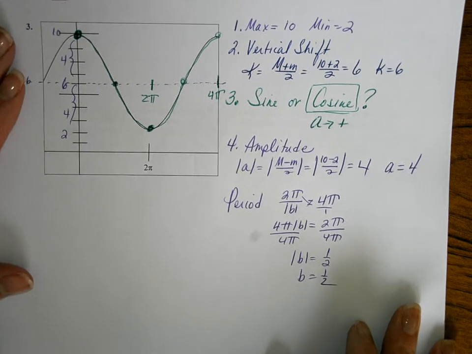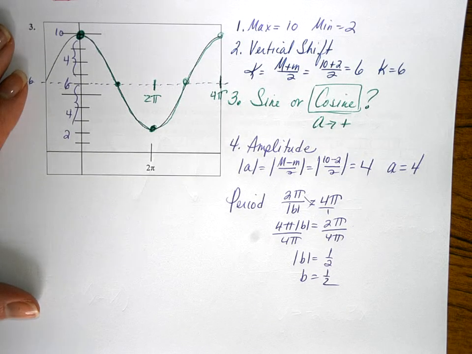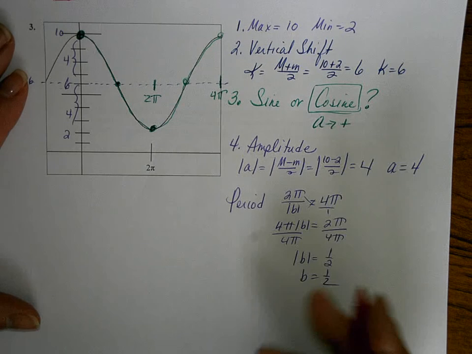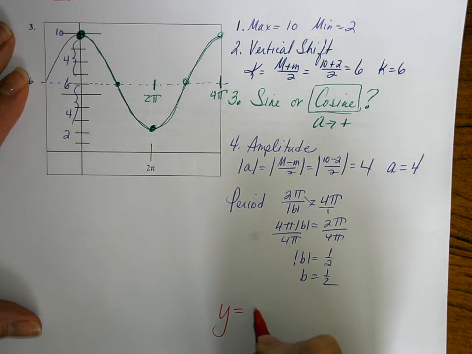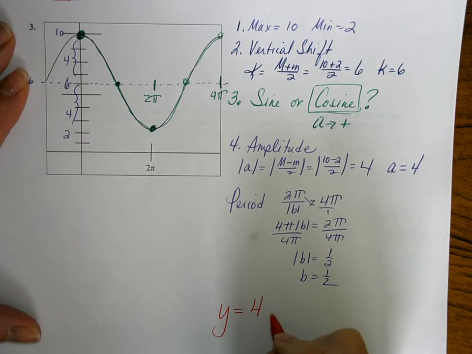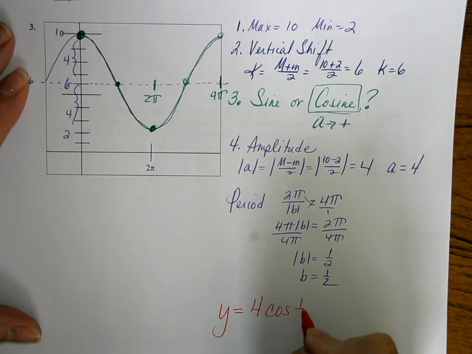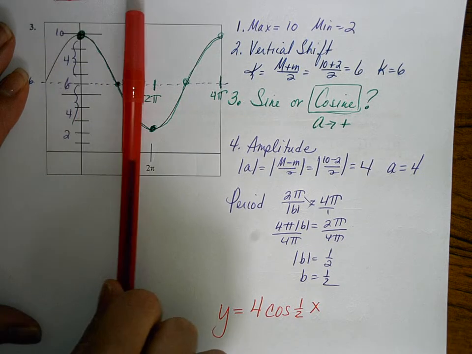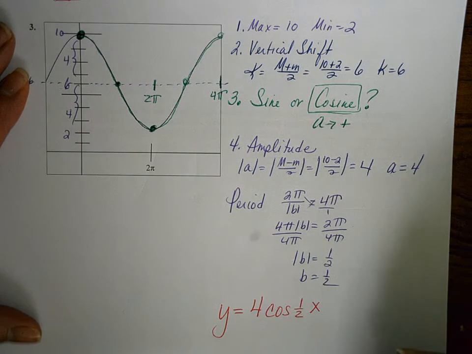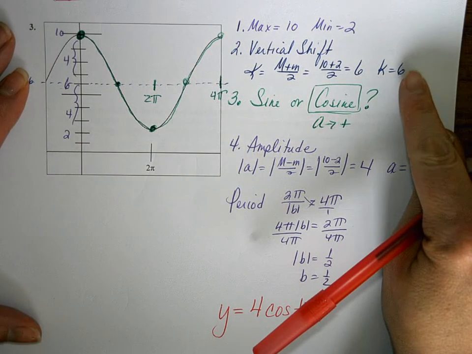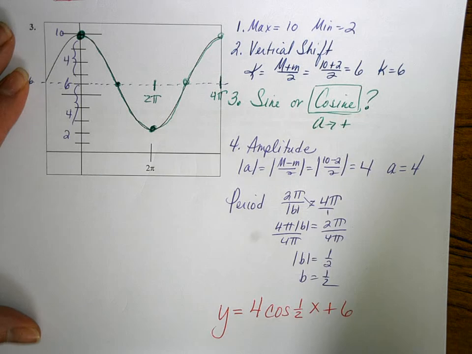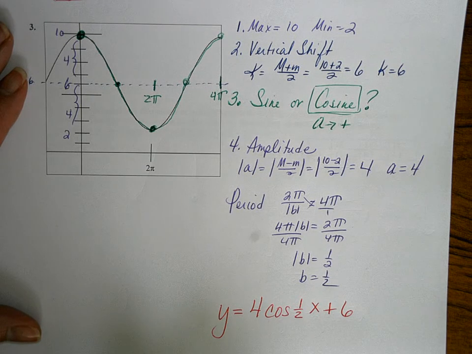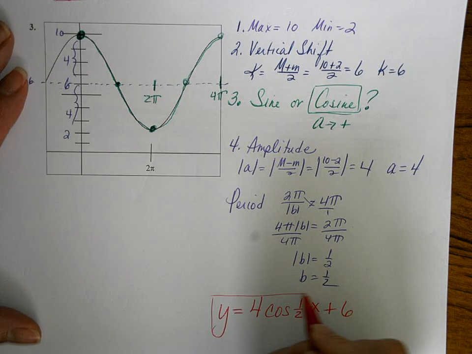Okay, so I am ready to write the equation of this graph. y is equal to, the a value is 4, best to write it as a cosine. My b value is 1/2 of x. My maximum's on the y-intercept, so there's no shifting left or right. And then there's a vertical shift up 6, so it's going to be plus 6. Anybody have an issue with that? Any question with that?